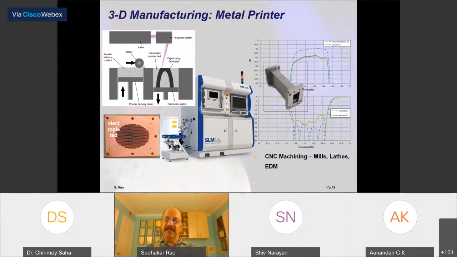Other manufacturing is CNC, machining, milling, lathes, EDM, and electroforming. Most of the components we do at high frequencies are electroformed because you can get very tight tolerances of maybe less than half a mil, 0.3 mil or so. So very tight.